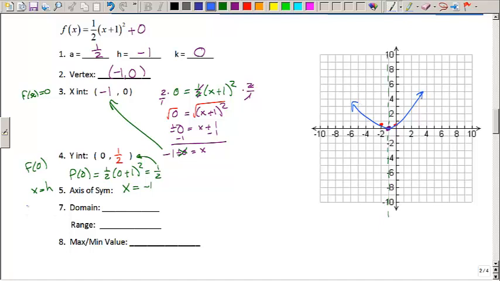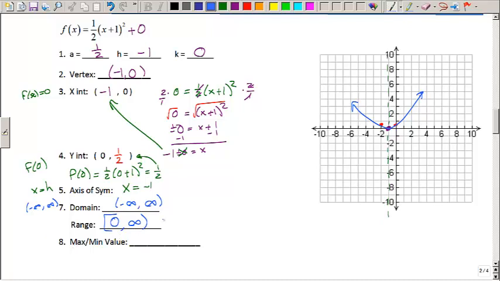My domain is always all reals. So that's almost kind of a silly question to ask on this section, but I need you to understand that all quadratics have all real numbers as their domain. Because my arrows are pointing upward, I have a low point. So the low point on my range is 0, and the high point goes up towards infinity.